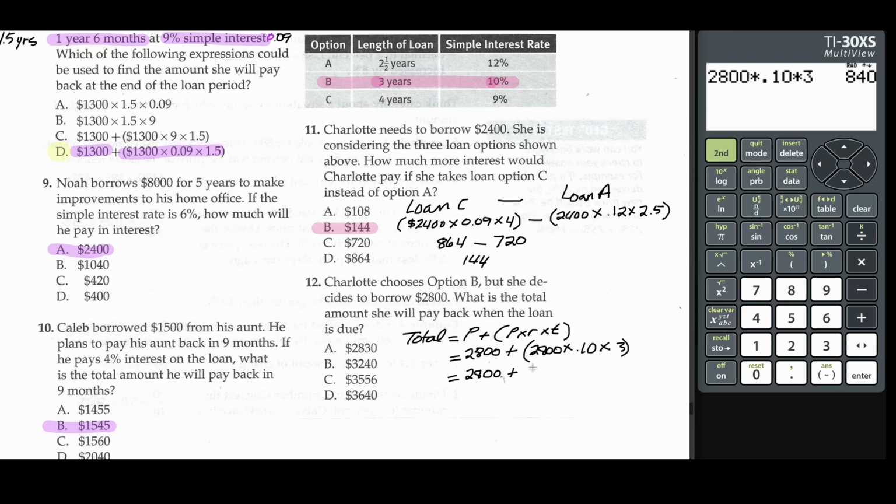So I can put 840 in here. Okay, now we need to add these two numbers together. Okay, that means we are going to add 2,800 to it and then enter. So the total is $3,640. Our choice is going to be D, $3,640.